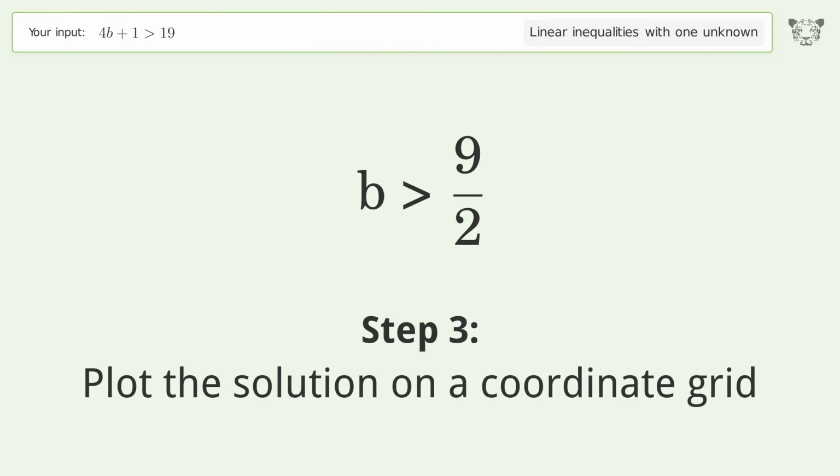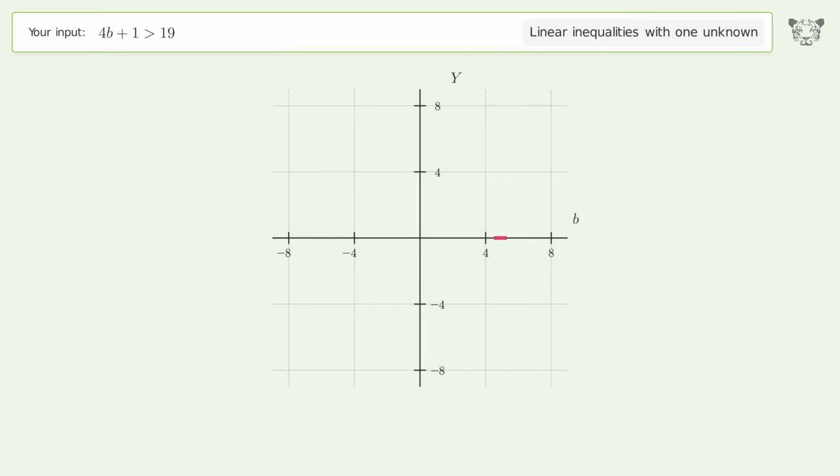Plot the solution on a coordinate grid. And so the final result is b greater than 9 over 2 greater than 41 over 2.